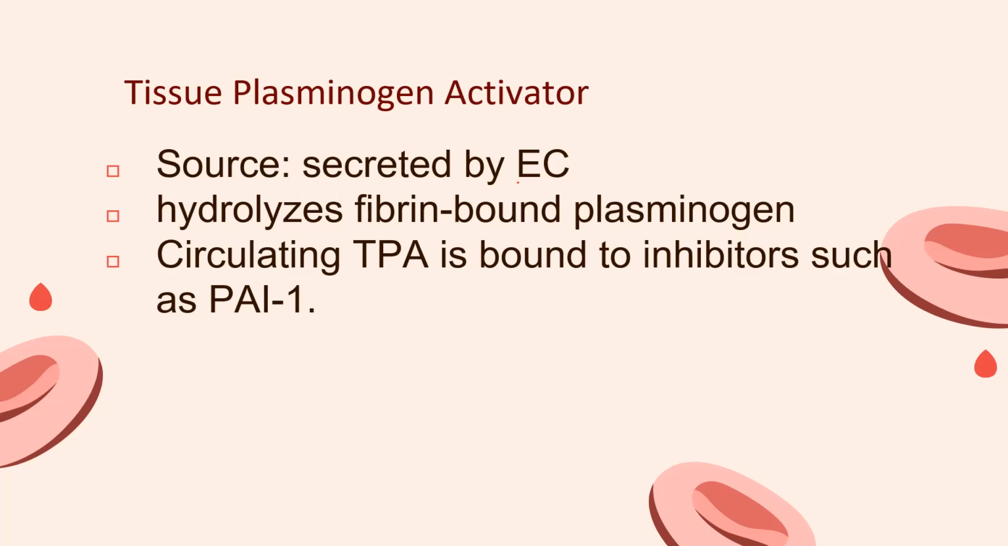So circulating tissue plasminogen activator is bound to inhibitors such as plasminogen activator inhibitor 1. Okay? So, ito, one of the balancing mechanisms. So, si TPA, tissue plasminogen activator, we have what we call a circulating TPA. So, aside from the endothelial cell, we can also find it sa blood. Okay? However, it is bound or nakadikit siya sa inhibitor, kaya hindi siya mag-work basta-basta on activating the plasminogen.